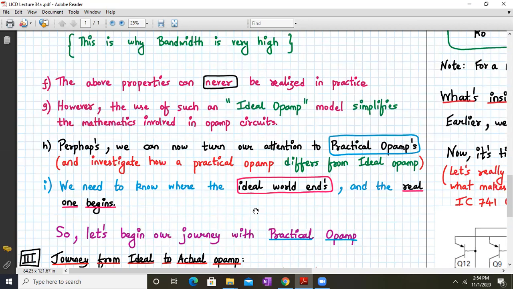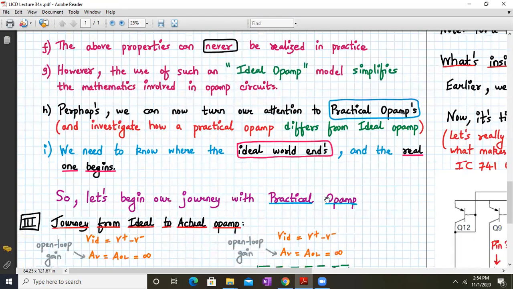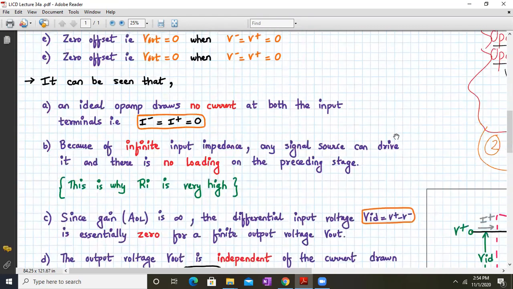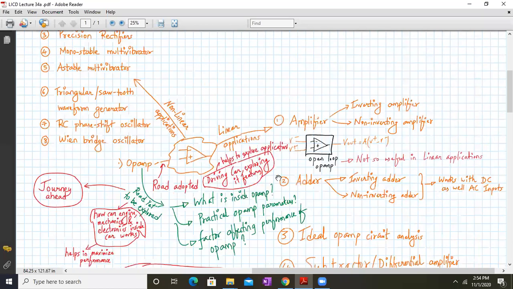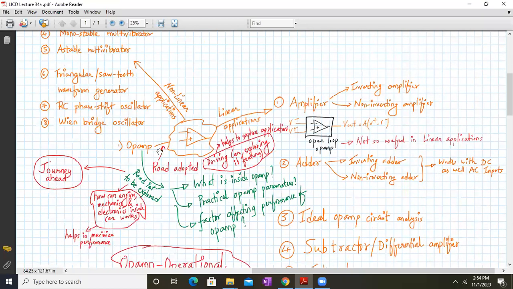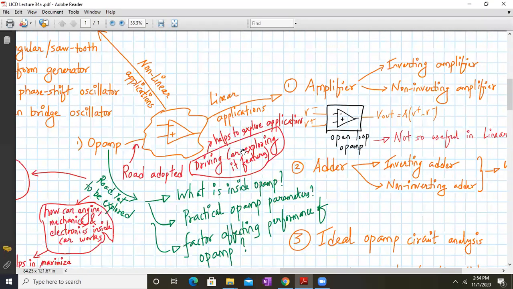So let's begin our journey with a practical op-amp. But before that, let's look into the journey discussed so far in LICD. First of all, we have discussed op-amp. We have adopted two roads. One road was to consider it like an ideal op-amp, just like driving a car without knowing what's inside the car, how the car works from inside. We are just controlling the car using the external functions. We are exploring its features, right? We are learning to drive a car, fine, and it helps to explore applications.